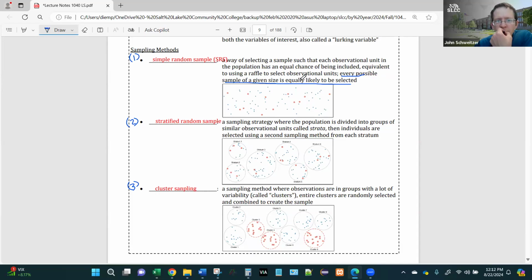So we have a bunch of blue dots, and each dot is a person or an observational unit. And then notice that some of the dots are red. So those are the ones that have been selected. And notice it's just sort of randomly distributed across the entire population. So this is the simple random sample, and we abbreviate that SRS. It's a very common way of doing sampling.